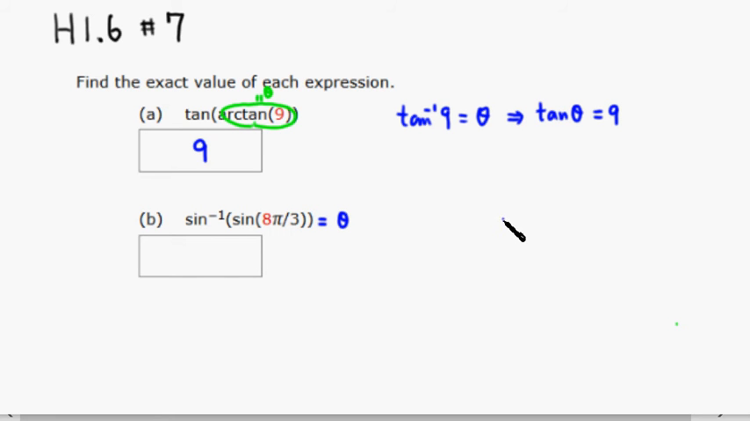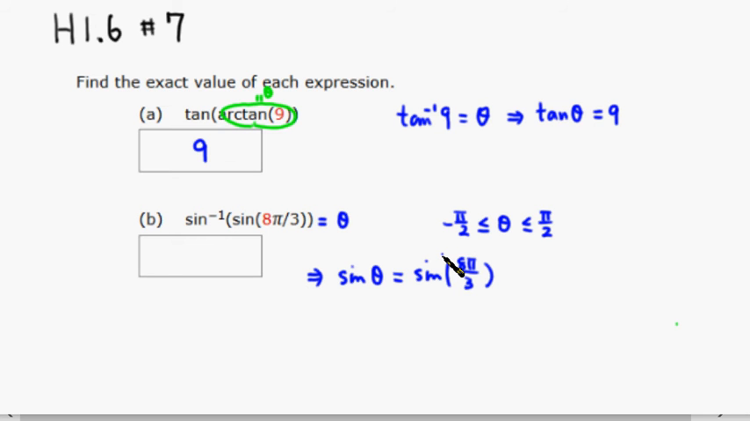So let's write that down. Theta has to be between negative pi over 2 and positive pi over 2. Then, since we don't like arc sine, we can just rewrite it. Arc sine of sine of 8 pi over 3 equals theta, so the sine of theta must be equal to sine of 8 pi over 3.